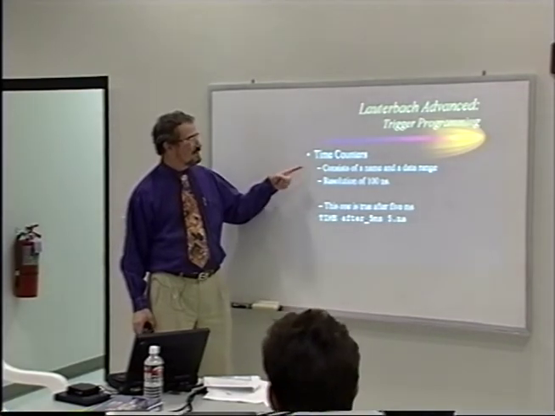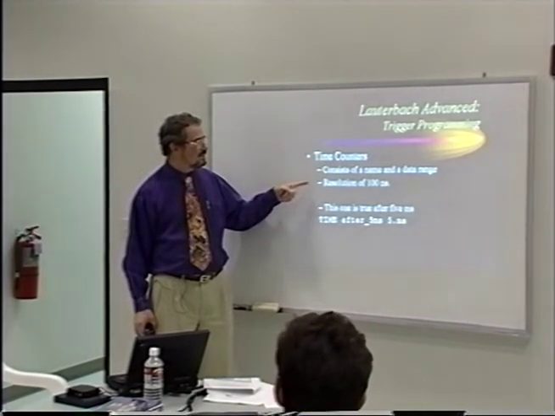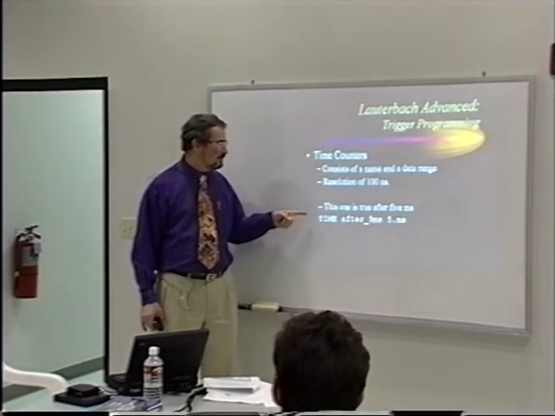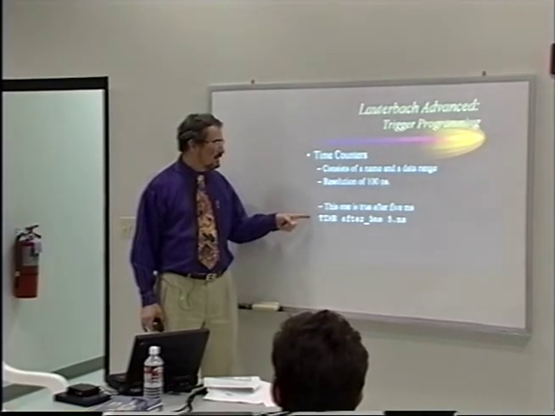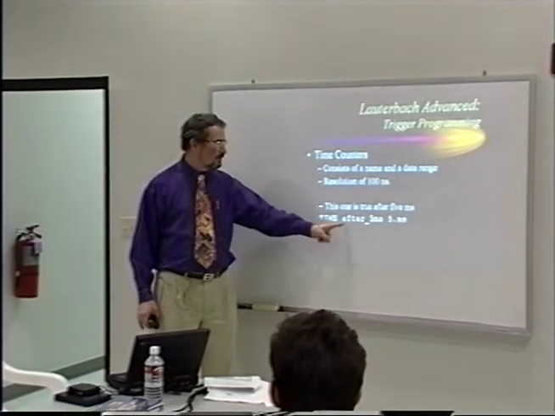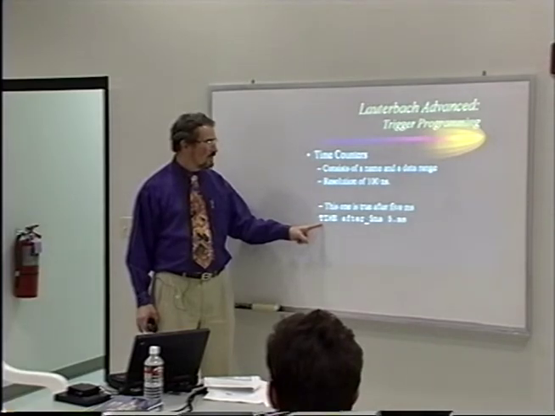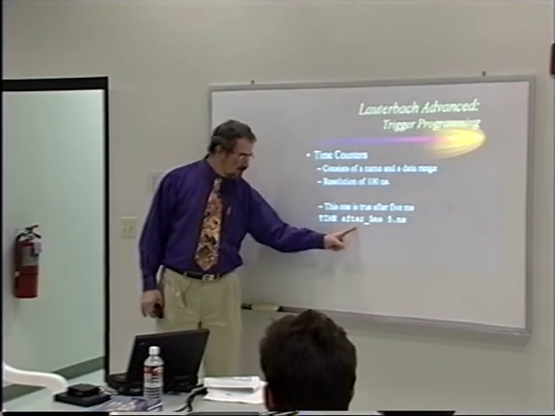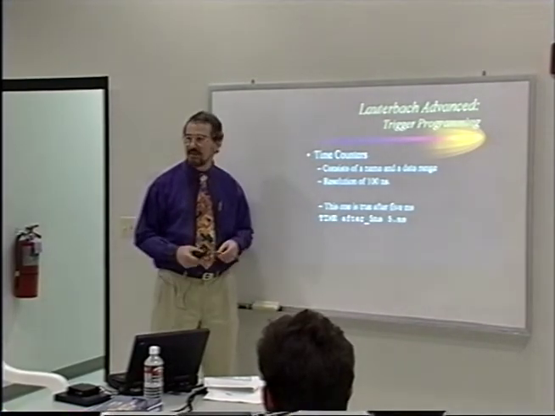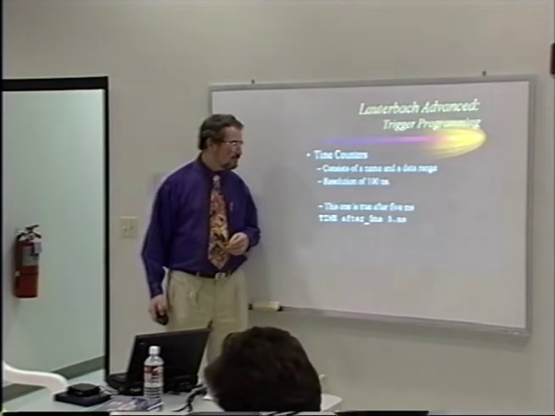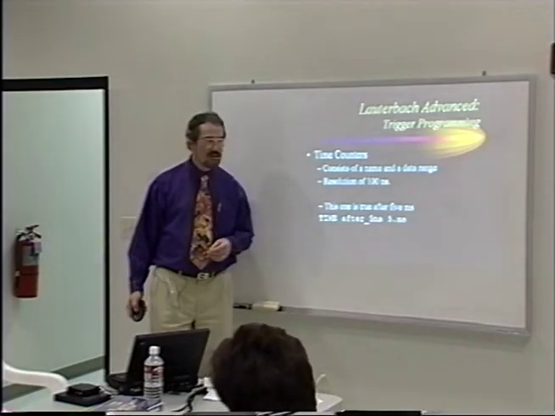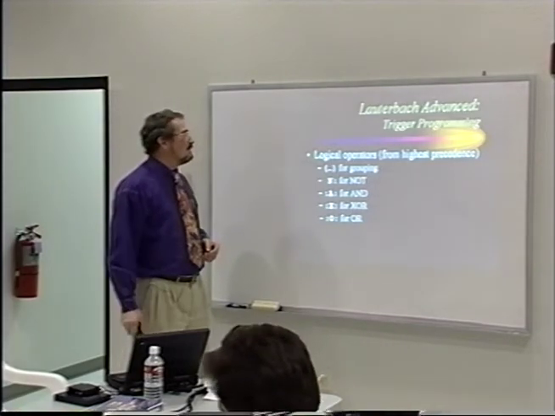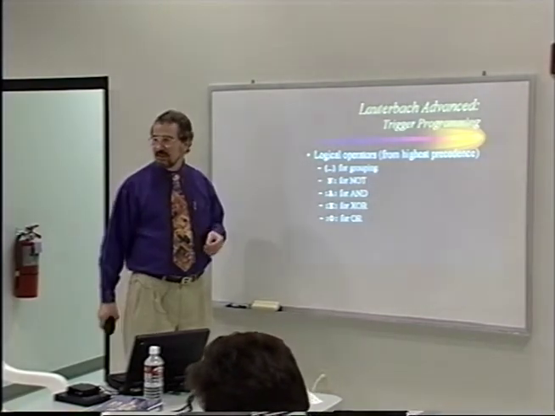Time counters consist of a name and a data range. They have a resolution of 100 nanoseconds. Here's one that's true after 5 milliseconds. Time is the keyword here, this is the name we gave it, after 5 milliseconds, and it's 0.5 ms. It's useful if you need to wait a certain amount of time before you trigger and start recording, or if you want to record for only a specific amount of time and then stop recording.